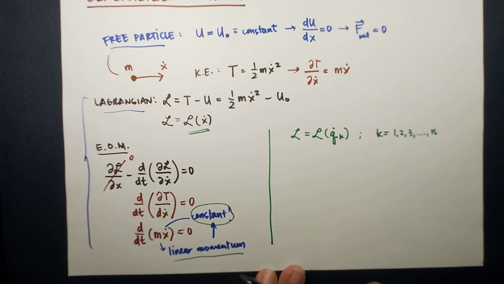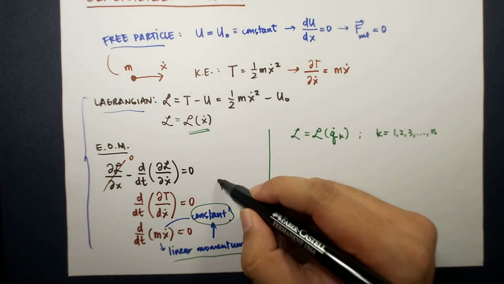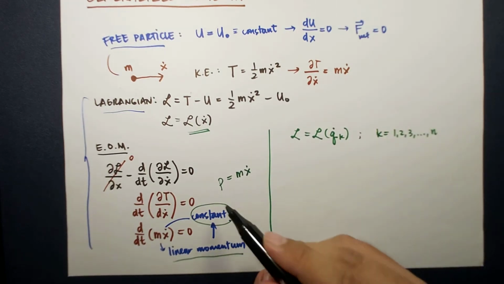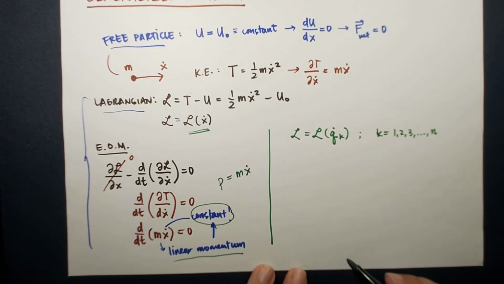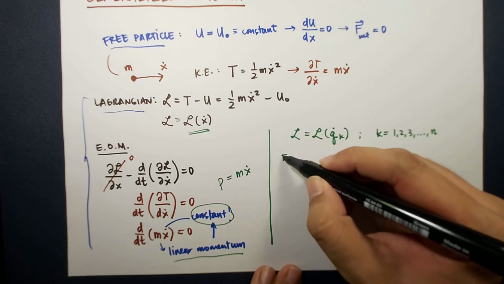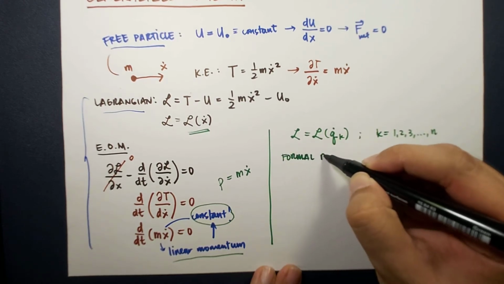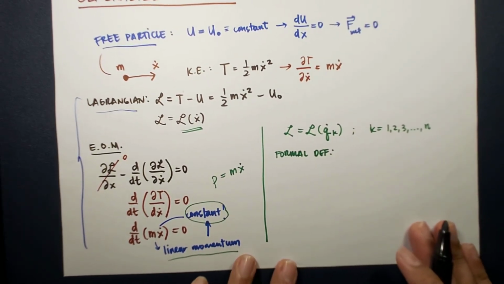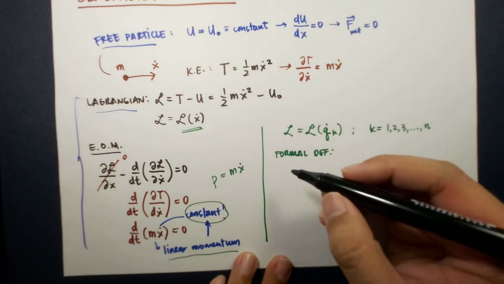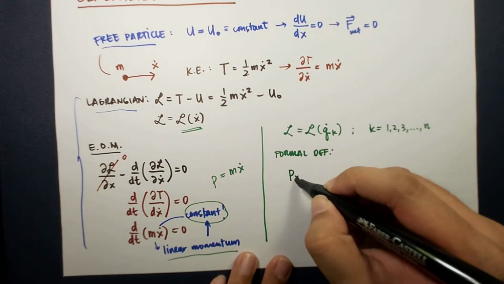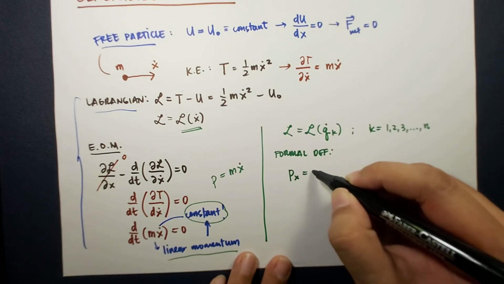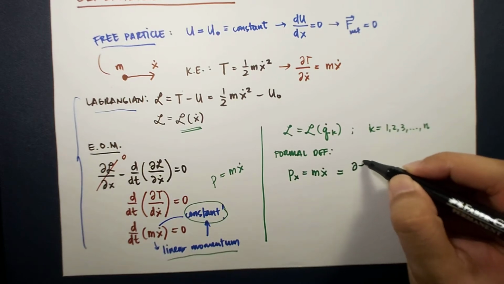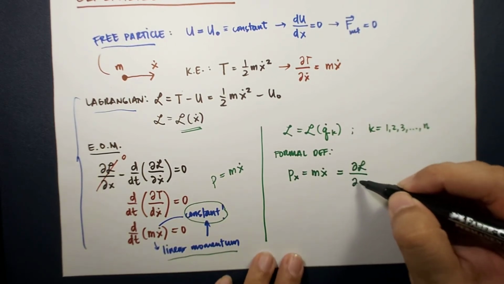So we call this our momentum P equals m x dot. This is your linear momentum. From here, we take note of our formal definition of the momentum of a free particle, wherein the momentum p sub x is equal to m x dot, and this is equal to the partial derivative of L with respect to x dot.